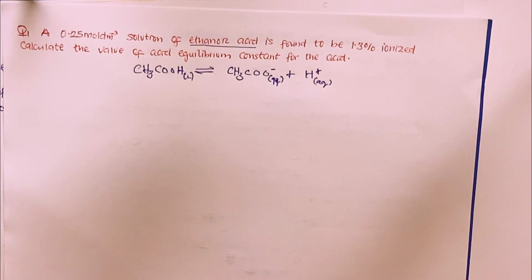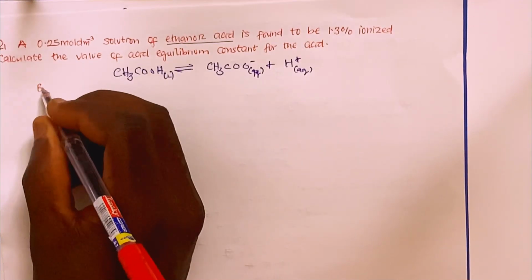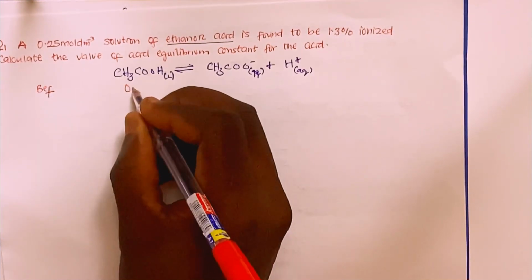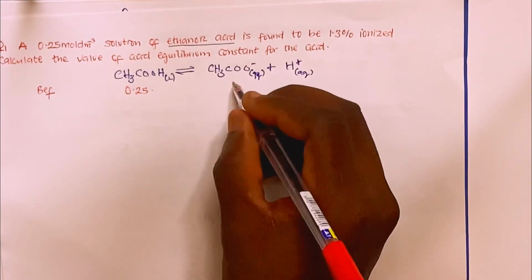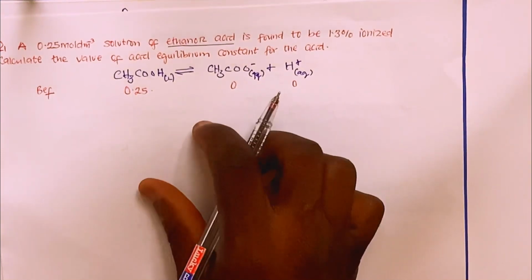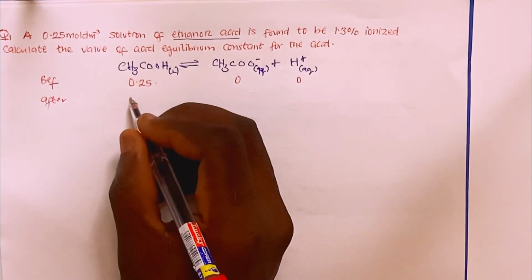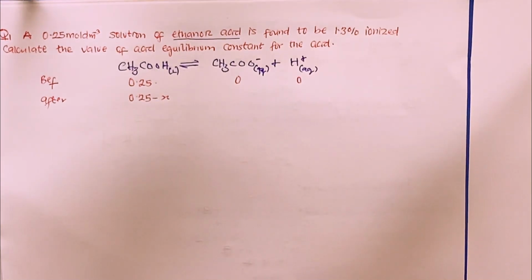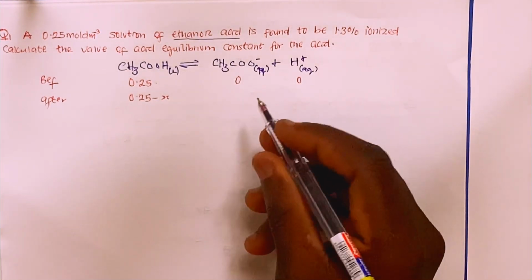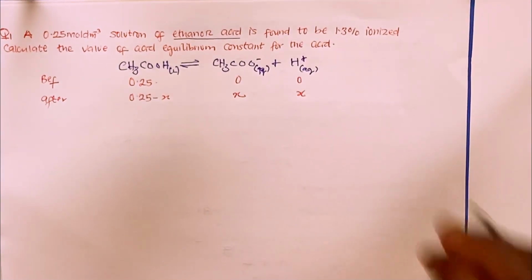Now looking at this question very well, I just need to do a simple thing. Before the reaction, what am I going to have? Before the reaction, I'm going to have 0.25 mole per dm cubed of the acid, then 0 amount of the products. After the reaction, I'm going to have 0.25 minus x. My reactant is going to decrease and my product is going to increase, so I'm going to have x amount of each product produced.